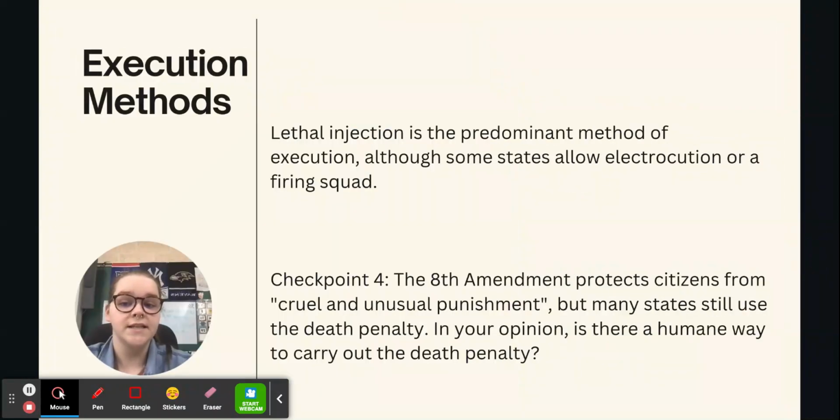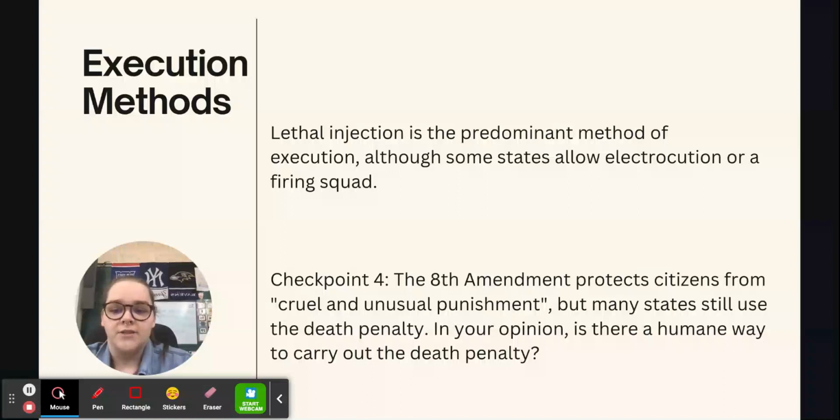Finally, for the states that still use the death penalty, the primary means is via lethal injection. However, some states allow for electrocution or a firing squad. As a reminder, the firing squad is when several officers shoot at the target at once, but only one has a live round and all the other officers have blanks. So they are unsure of who actually fired the round that executed the inmate.